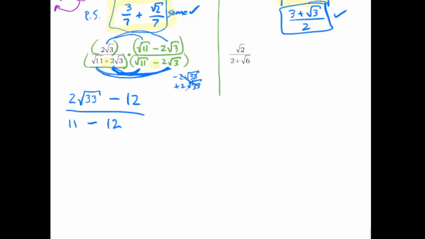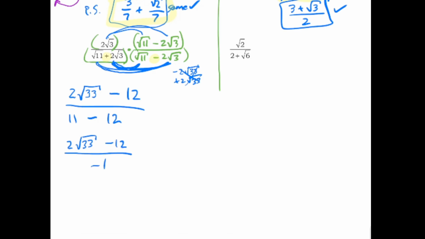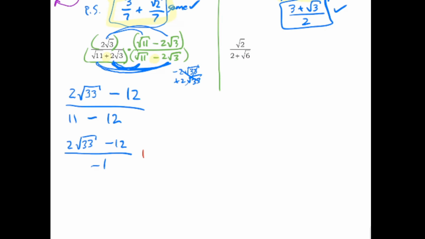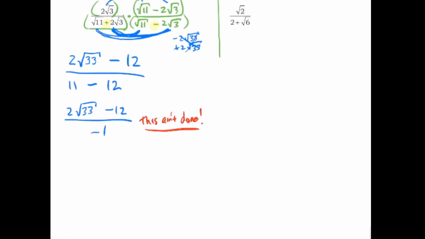So if you're not going to cancel, then you just simplify a little bit more. 11 minus 12, well, that would be a negative 1 on the bottom. And all I want to say here is this isn't done. Okay, please don't leave answers like that. Negative 1 on the bottom. Phew, that looks horrible, doesn't it? No, because we know how to fix this.